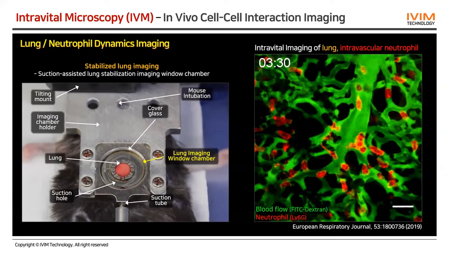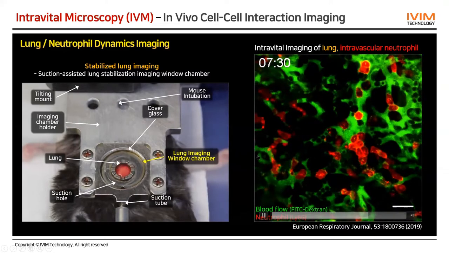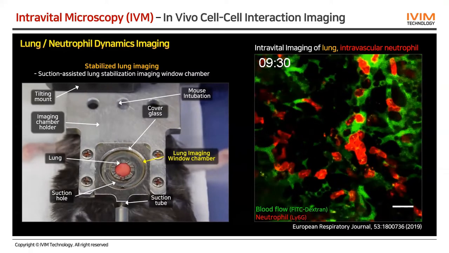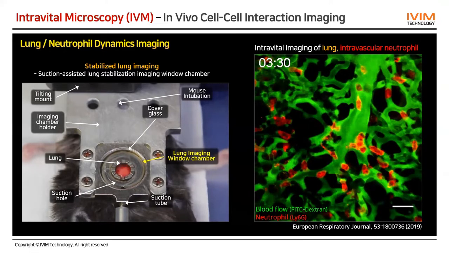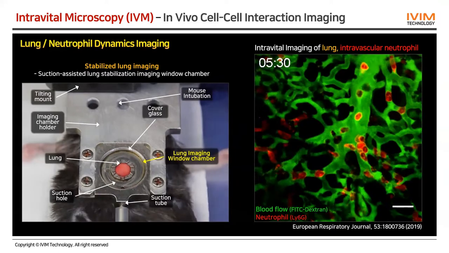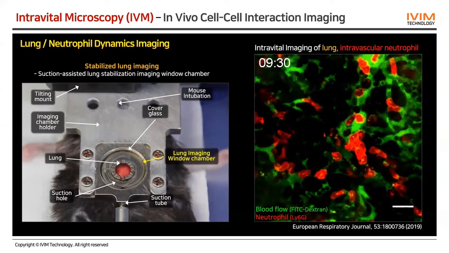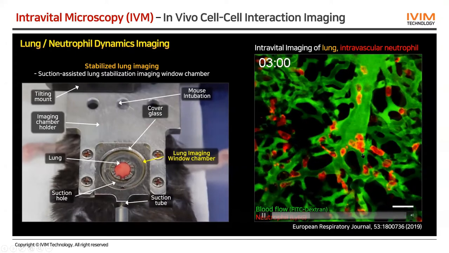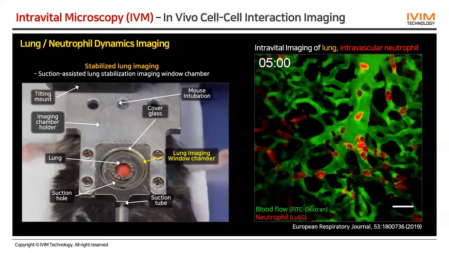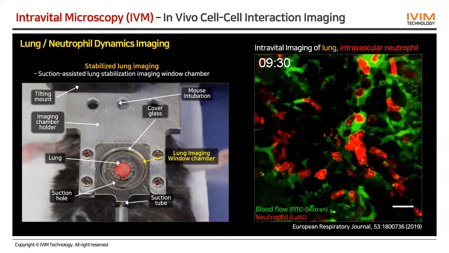And as you can see in this video, this is the lung of a sepsis mouse model. You can see the neutrophils move very actively inside the blood vessel, and suddenly they make a small cluster here. By doing that, it completely blocks this arteriole here, and they disturb the blood circulation in the lung.